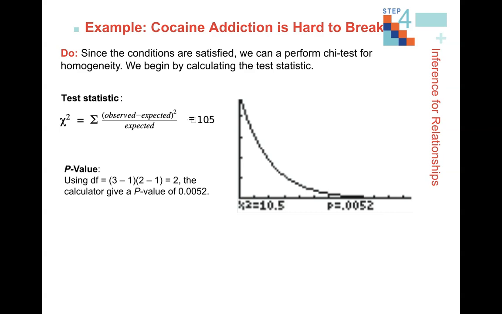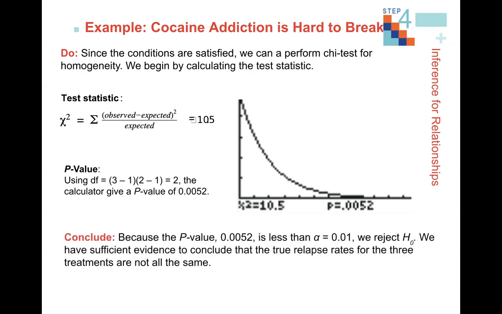Again, very, very small p-value. Big chi-square. Remember we said double-digit chi-squares. So 10.5, that's a pretty big chi-square. Small p-value. Again, lots of evidence against the null. We're probably going to reject this null.